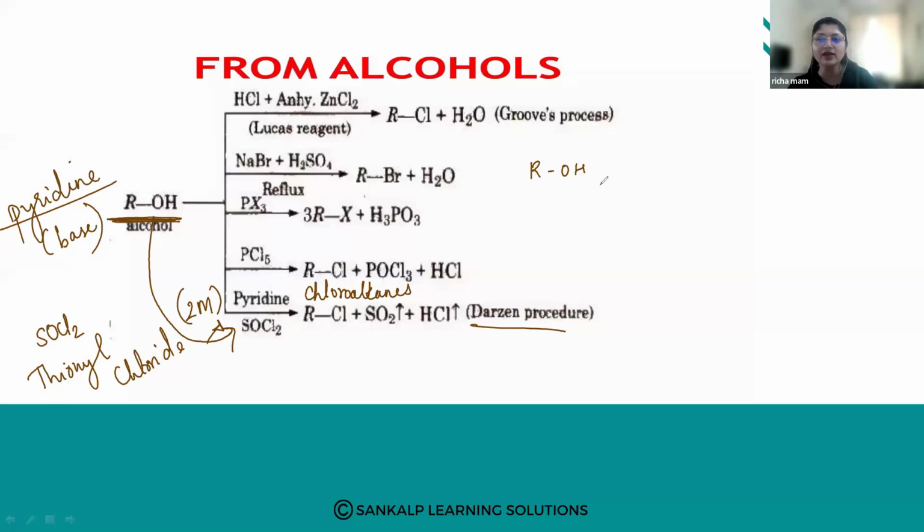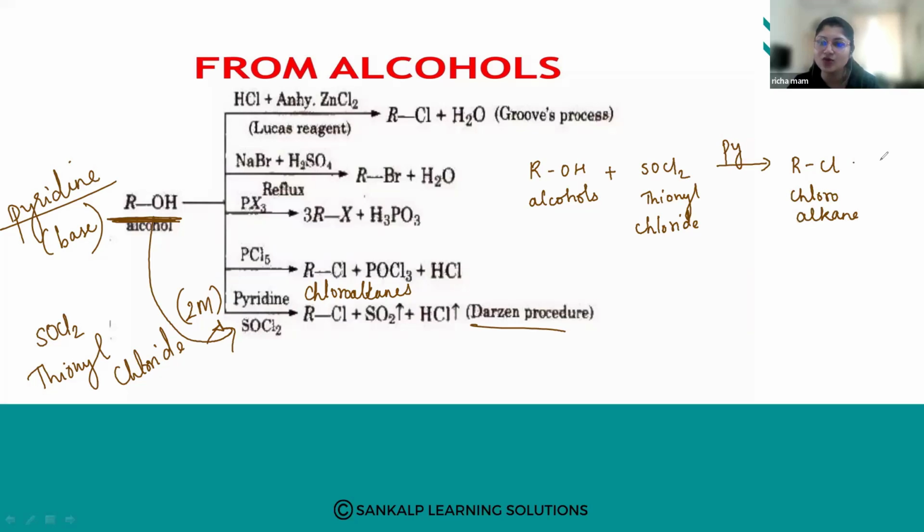Alcohol. Whenever you are writing the reactions, make a habit of writing the names also. So alcohols, you treat with what? You treat with thionyl chloride, in the presence of pyridine. This is thionyl chloride. Make a habit of writing the names. So thionyl chloride in the presence of a base, what will you obtain? You will obtain the alkyl chloride or chloroalkane, plus SO2 gas is released. Whenever you are writing gas, the gas will escape out.